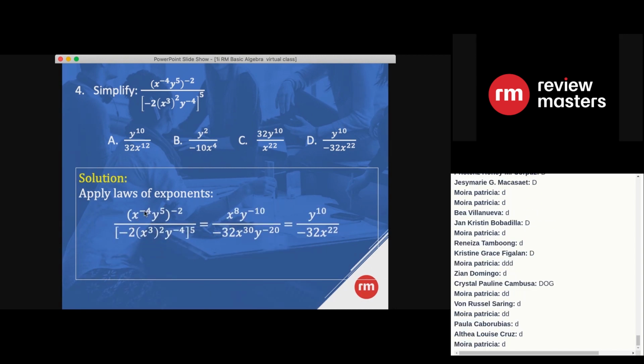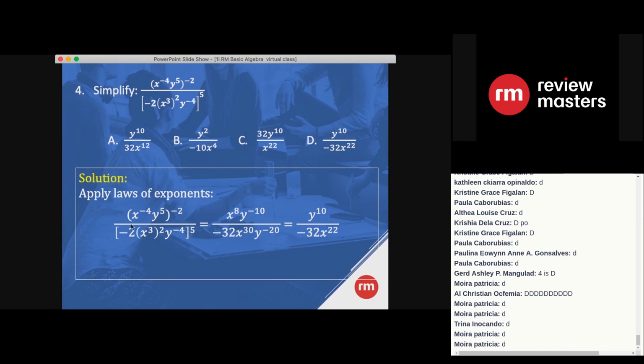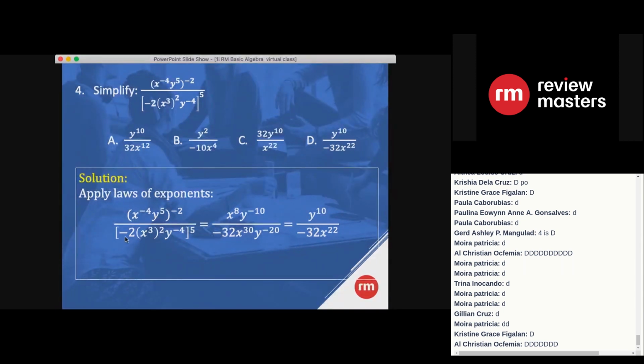So here, negative x to the negative 4 times negative 2, since it's negative times negative, it will become x to the 8. Y to the 5th times negative 2 is y to the negative 10. Denominator, you have negative 2 to the 5th is negative 32. X cubed raised to the second power, this will become x to the 6 times 5 will be x to the 30. And then y to the negative 4 raised to 5, so negative 4 times 5 is negative 20.